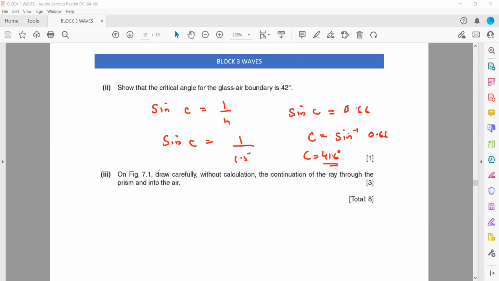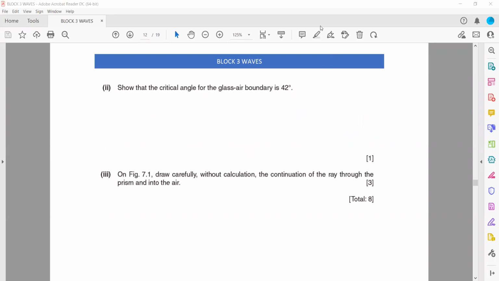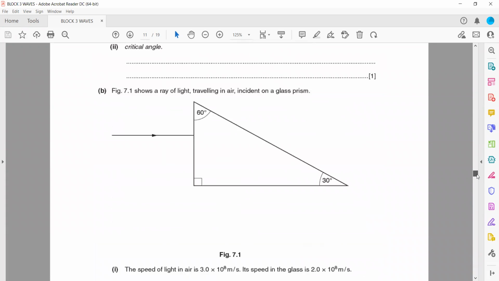Then on figure 7.1, draw carefully, without calculation, the continuation of a ray through the prism and into the air. It's worth 3 marks. We know the critical angle is about 42 degrees. First, the light is moving along the normal, so this light will pass straight.